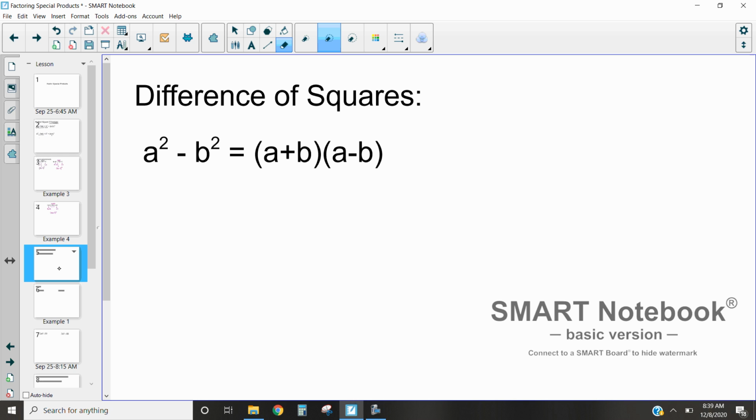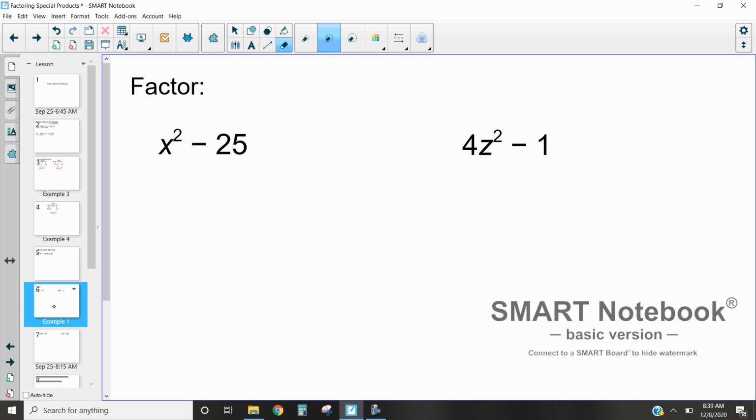Now, another type of special product that we're going to look at here is the difference of squares. So the difference of squares is where the first term is a square and then we subtract another square number. Now this number can either have variables in it or not. So let's take a look at a couple of examples here. So this very first one, x squared minus 25. Well, this is actually a difference of squares. x squared is x times x. 25 is a perfect square, 5 times 5.